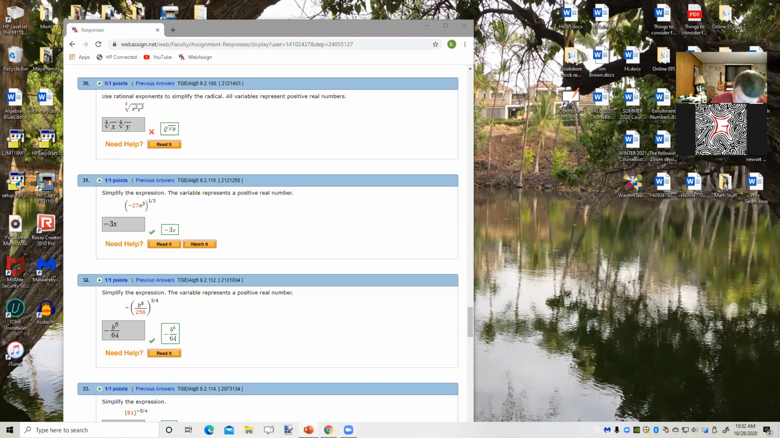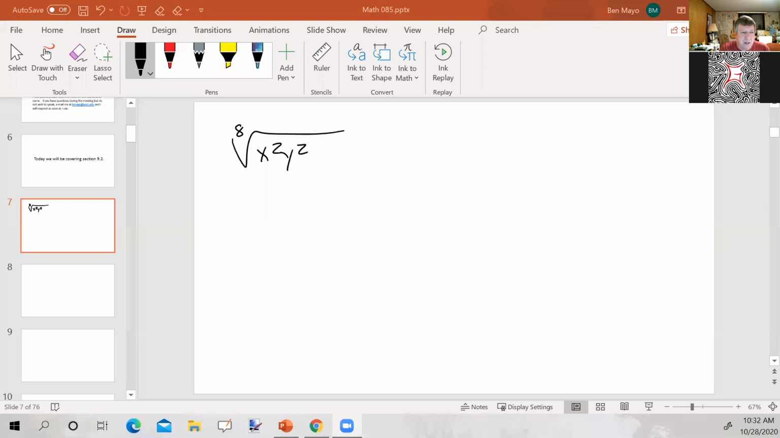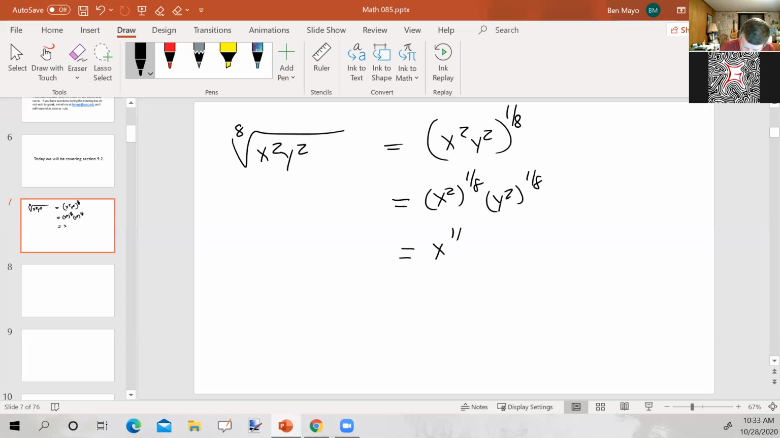So let's see here. Okay, let's take that back to the other screen. Now, this may seem like a crazy way to go, but until you get comfortable with it, it's probably the best way to go. I'm going to change this expression into exponential notation, which would make it x squared y squared to the 1/8 power. The index is 8, therefore the denominator of the exponent is 8. Then I'm going to simplify that. So this becomes x squared to the 1/8, y squared to the 1/8, which becomes x to the 1/4, y to the 1/4. Then I'm going to change this back into radical notation, which is the 4th root of x times the 4th root of y.